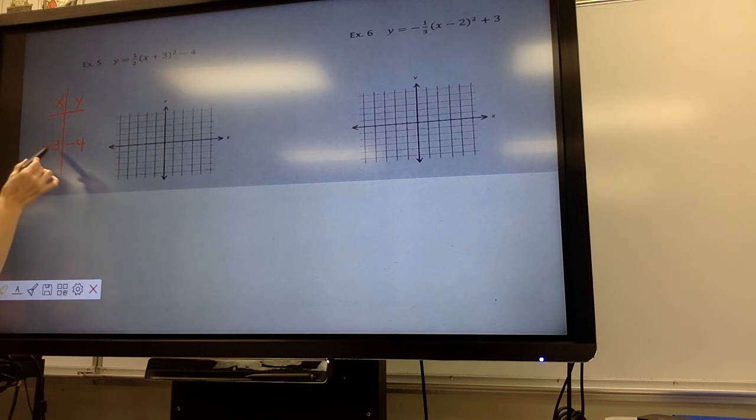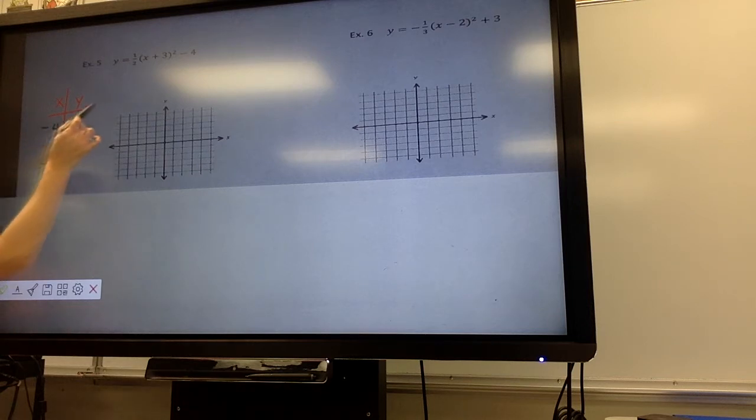And then I'm going to put a value that is less than -3, so I'm going to put a -4 into the equation. And I want a value that's bigger than -3, so I'm going to put a -2 into the equation. And it doesn't have to be within 1. You know, I could put a -5, and I could put a -1 in.